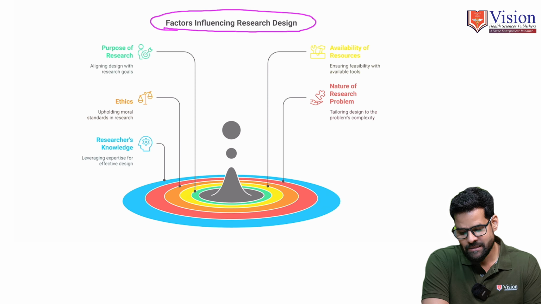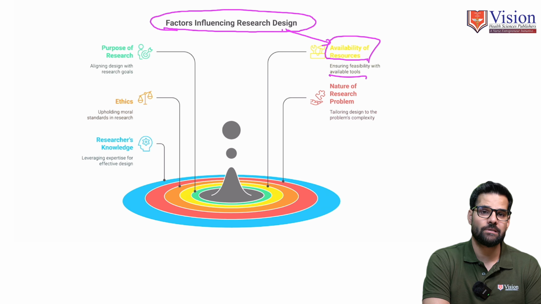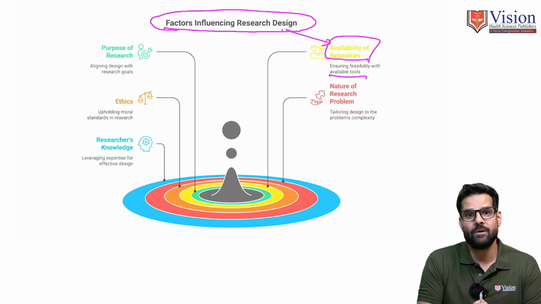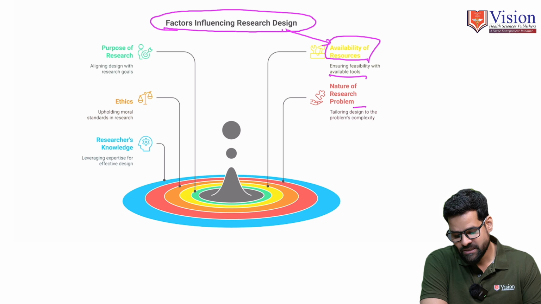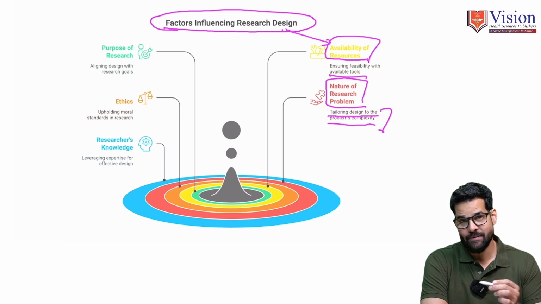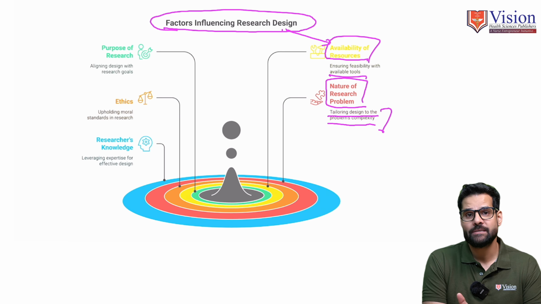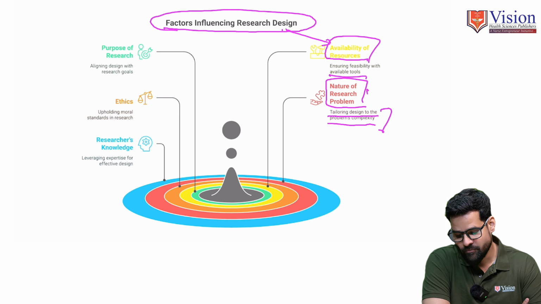One thing that influences the research design is the availability of resources. Okay, so ensuring feasibility with the available tools. Sometimes you want to conduct a research, but the specific tools are not available. Then the nature of the research problem, tailoring the design to the problem complexity. Like in the previous example, if you really want to see the effect of tactile stimulation on weight after 3 months, then you have to take a design having a control group. That cannot be studied in a single group. Okay, so nature of the problem, what kind of problem it is.